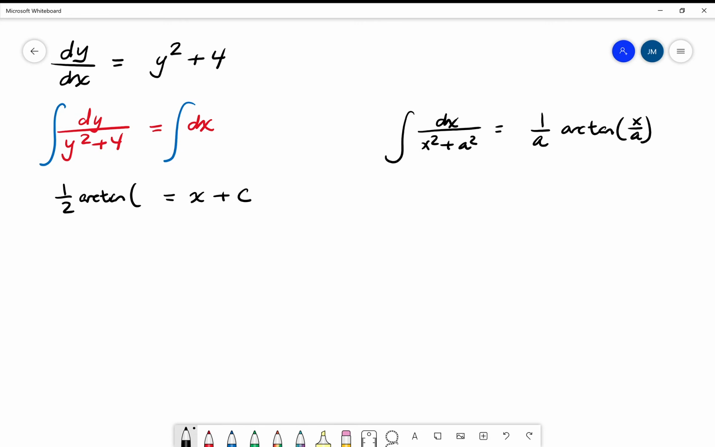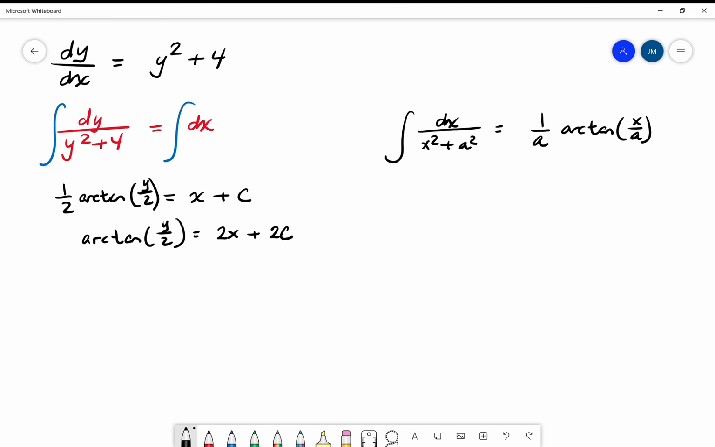arctan of y over 2. Now, we often want to solve it for y because y still is understood to be the dependent variable here, right? So we're going to solve this for y using our algebra and trigonometric skills. First thing I'm going to do is multiply both sides by 2. That's going to give me the arctangent of y over 2 equals 2x plus 2c. Now I'm going to keep that 2c there for a while because I want to prove a point later.